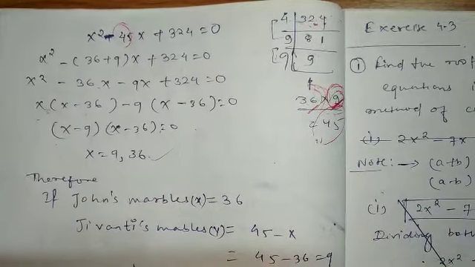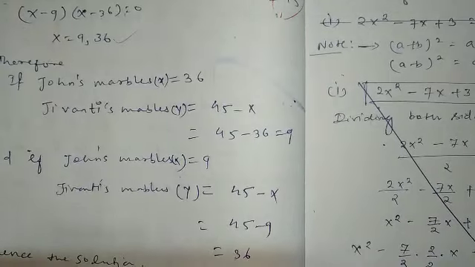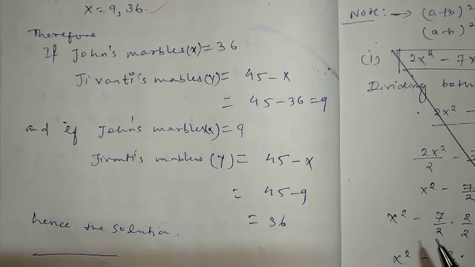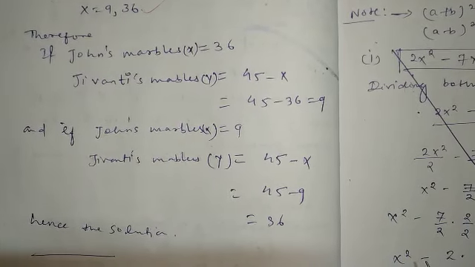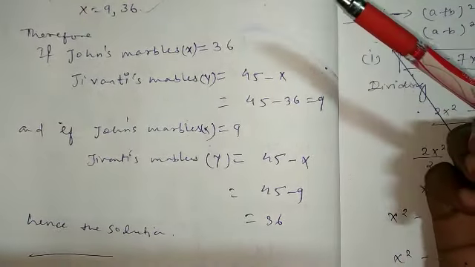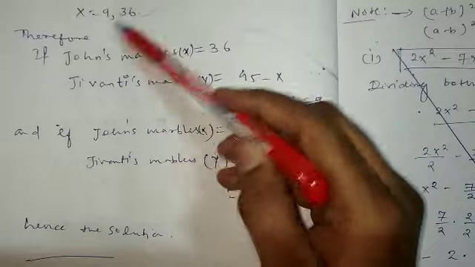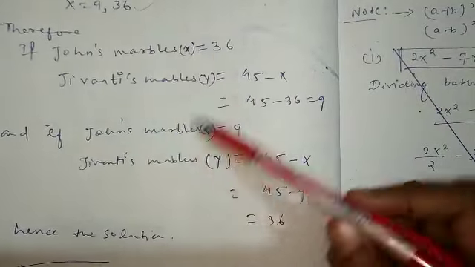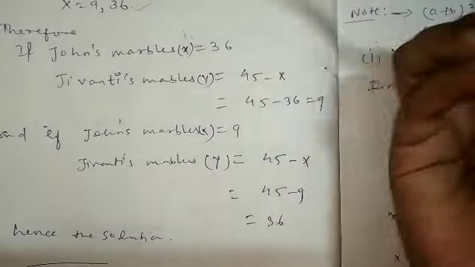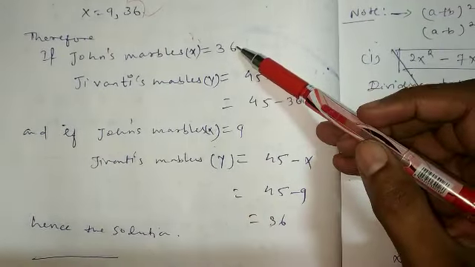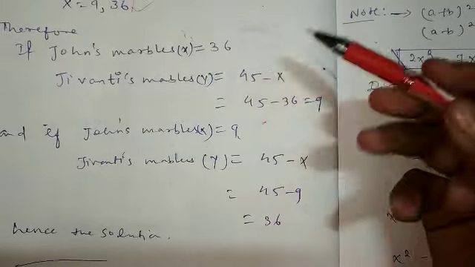So the answer is x equals 9 and 36. The value of x is 9 and 36. There must be two values because it is a quadratic equation, right? So the values of x are 9 and 36. Suppose firstly we take the number 36, so if John's marbles, that is number x, is 36. After that we'll take 9 also because there are two values of x.